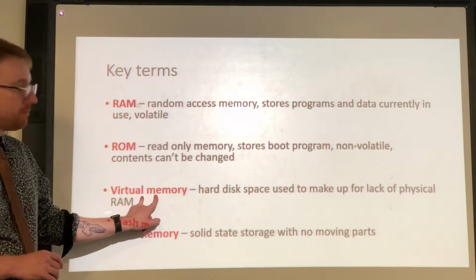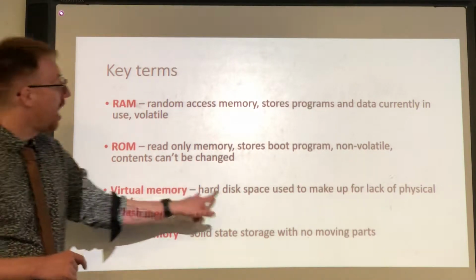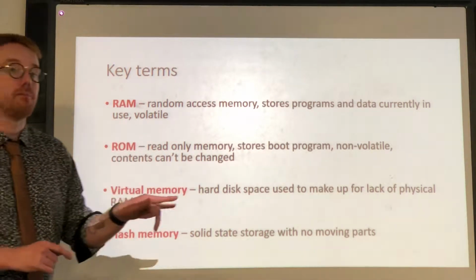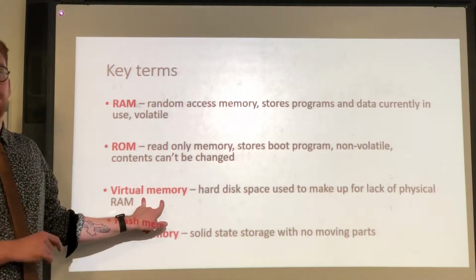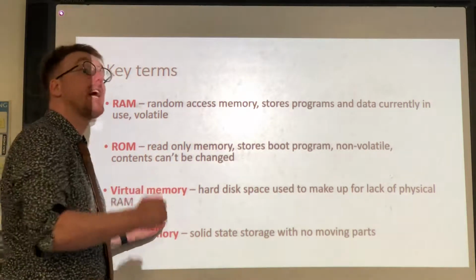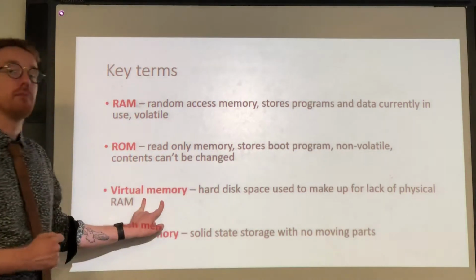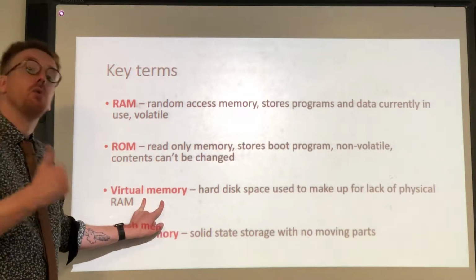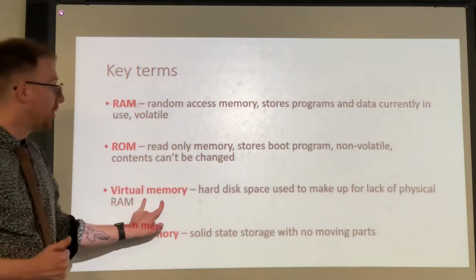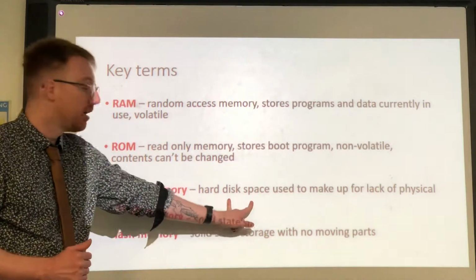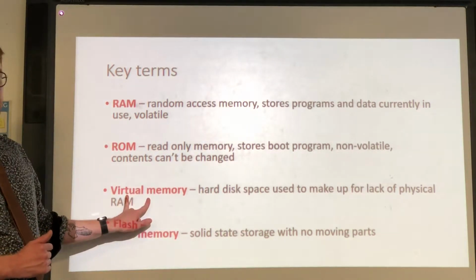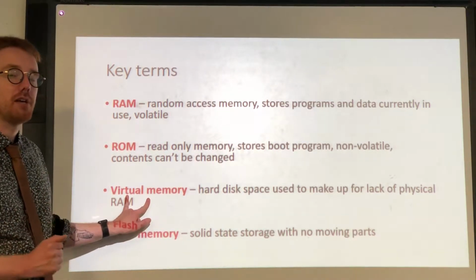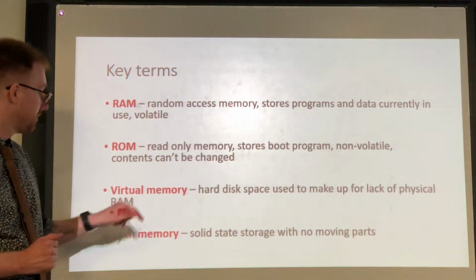Virtual memory. This is where we use the hard disk space to make up for lack of actual physical RAM. And by using virtual memory, we're able to multitask more programs at the same time. Because even though we might have 4 gigabytes of memory, we can make it look like we have more by using some of the hard drive to act as virtual memory. Although that will slow the system down, because accessing the hard drive is slower than accessing RAM.